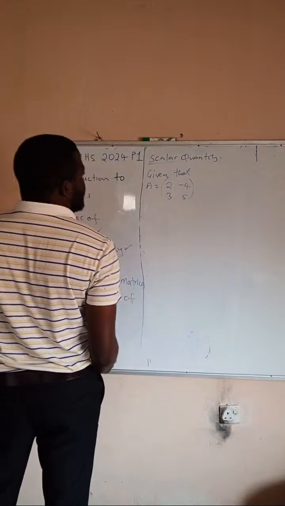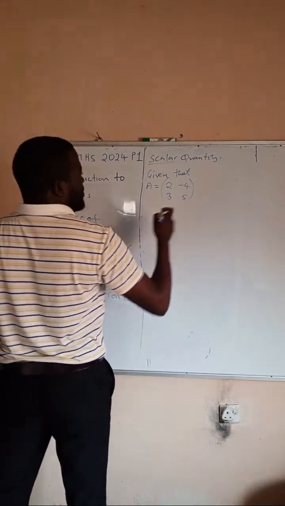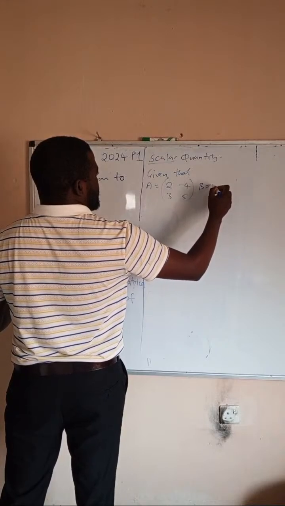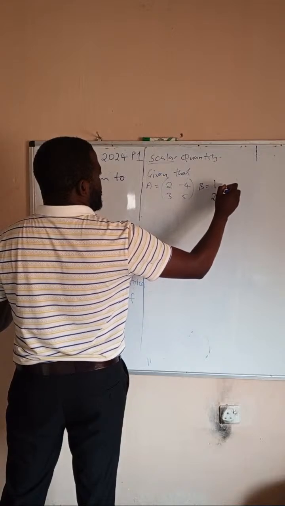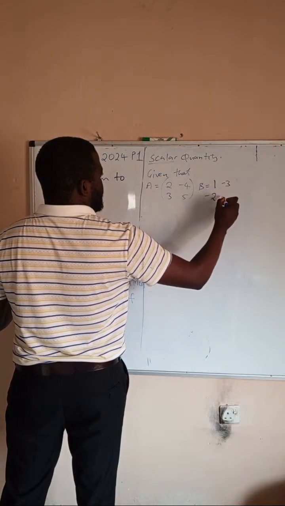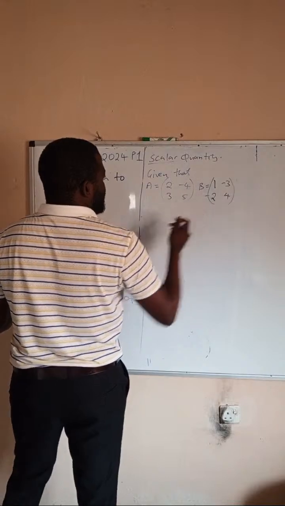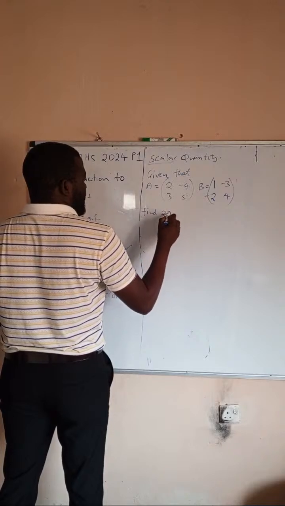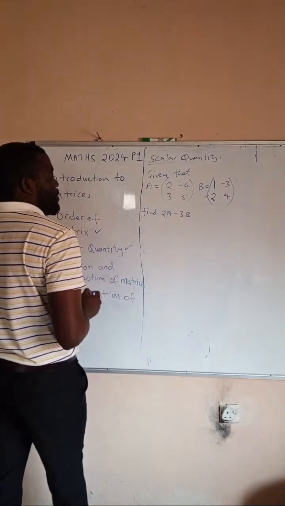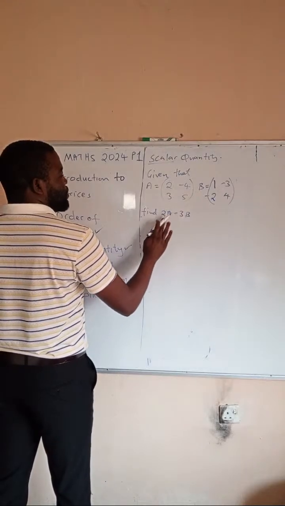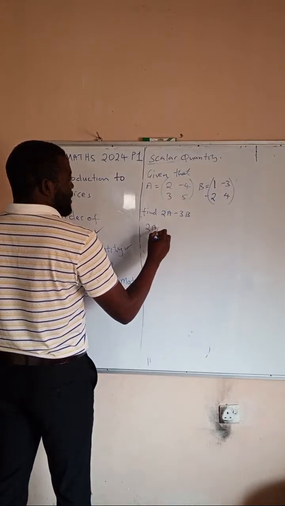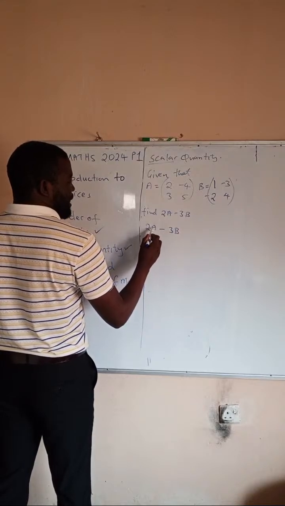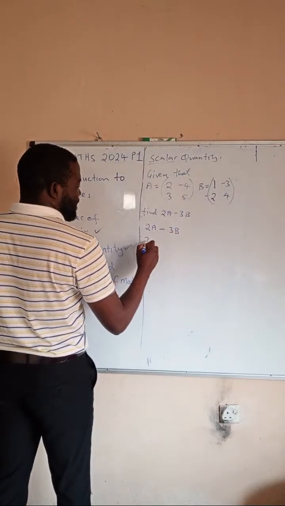Okay, I can even write another last example in scalar quantity. For example, I put B here: 1, negative 3, negative 2, 4. And then the question says, find 2A minus 3B. You see, we solve it the same way. 2A means 2 times A. 3B means 3 times B.